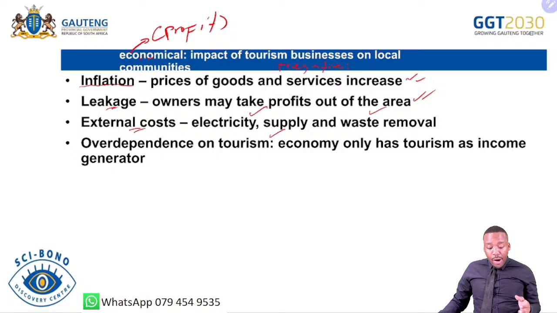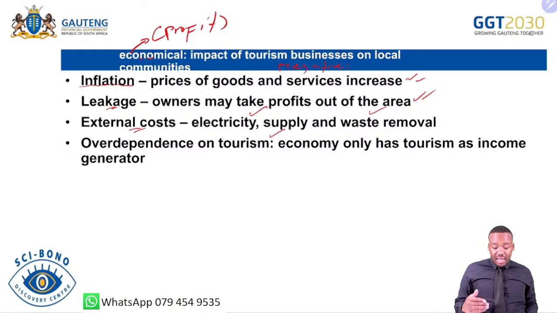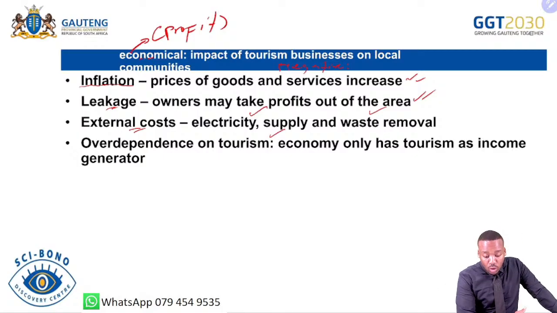Then that is going to be what? A peak season. So what happens now during off-peak? Off-peak, this is when many people are not traveling. Then people who over-depend on tourism will lose jobs. Their businesses will not make an income. So another negative impact is what? Over-dependence on tourism. So people rely on tourism too much as an income generator. So now during off-peak, when many people don't travel, all these businesses are going to do what? Are going to suffer. Those are the negative impacts of tourism.